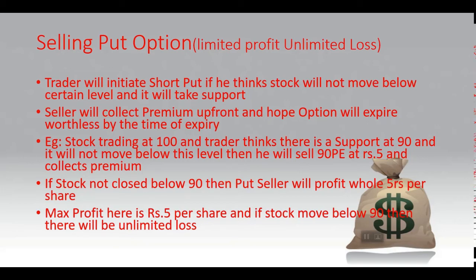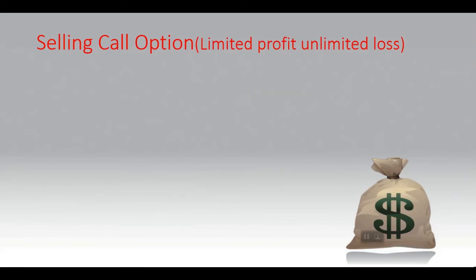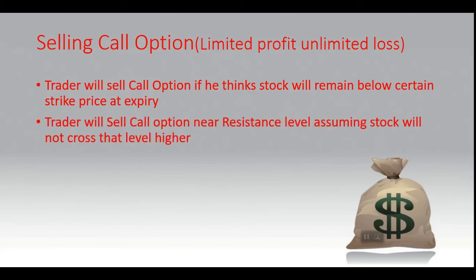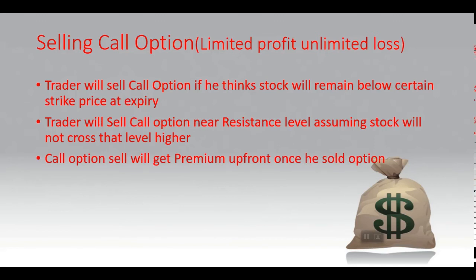Okay, so let's say the stock moves to 0 rupees, then this put option will be at a loss of 90 rupees. Okay, so selling a call option again comes with limited profit and unlimited loss. So a trader will sell a call option if he thinks the stock will remain below a certain level. Okay, if there is a resistance at a particular level of the stock, then he can sell the call options. So if the stock price doesn't move higher than that particular strike price, then the trader will get a profit. Okay, the call option seller will get a premium upfront once he has sold the options.